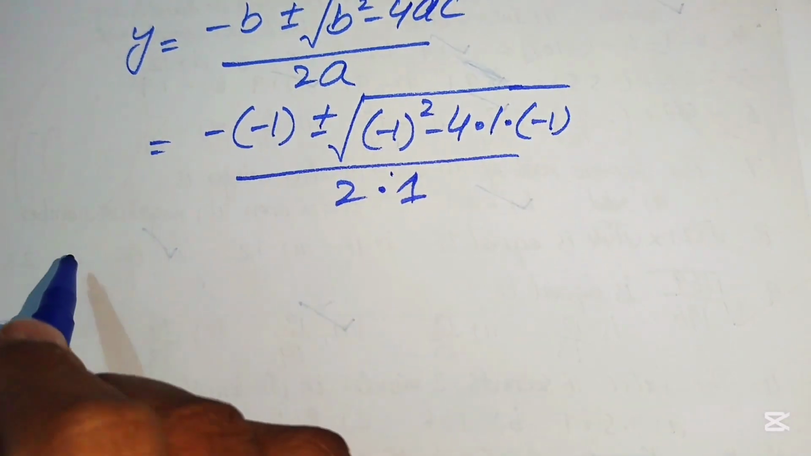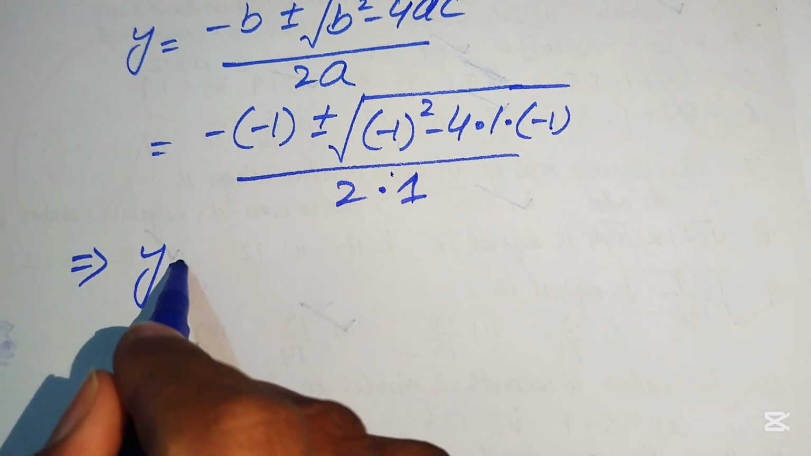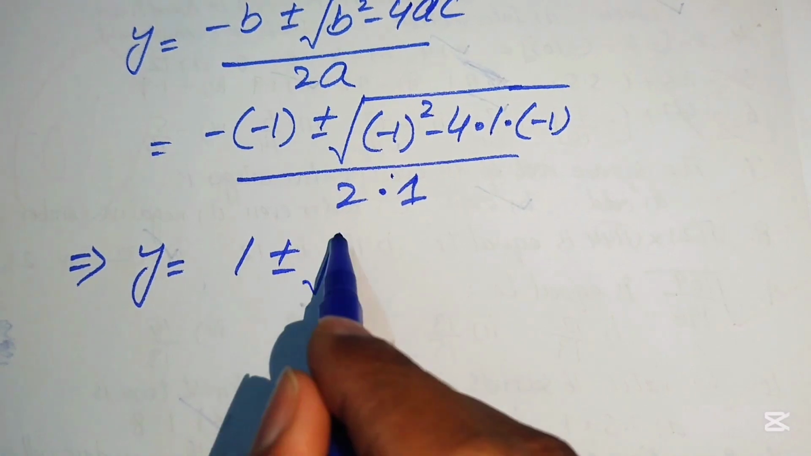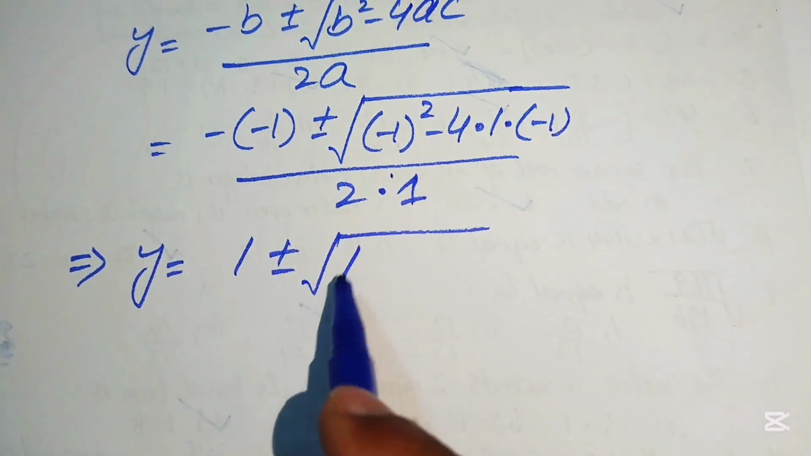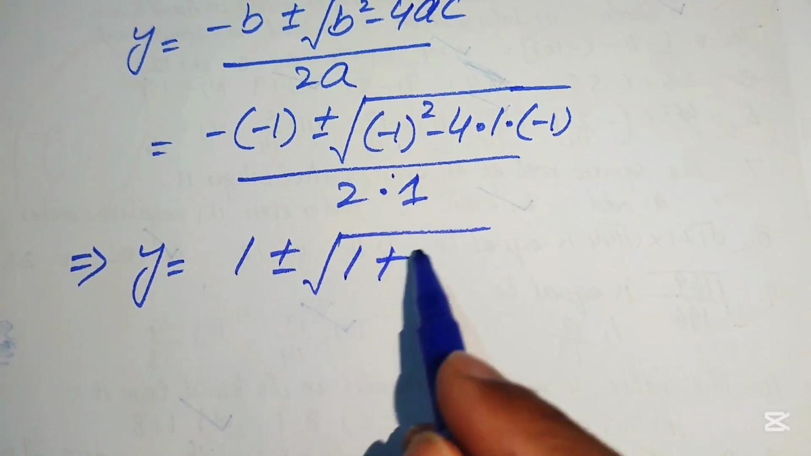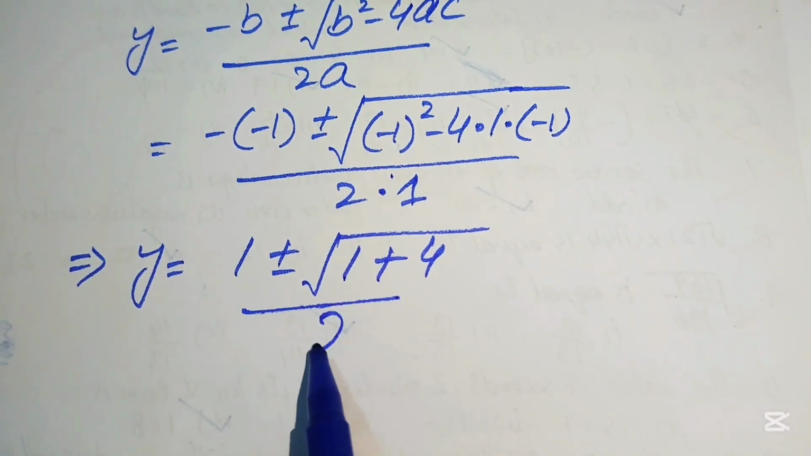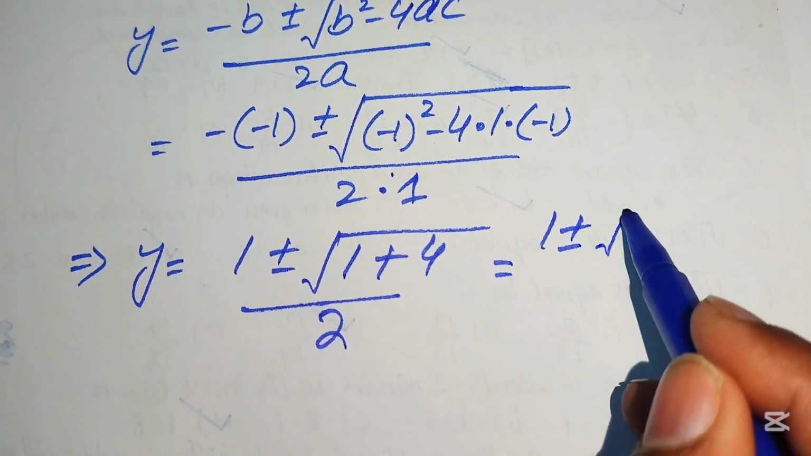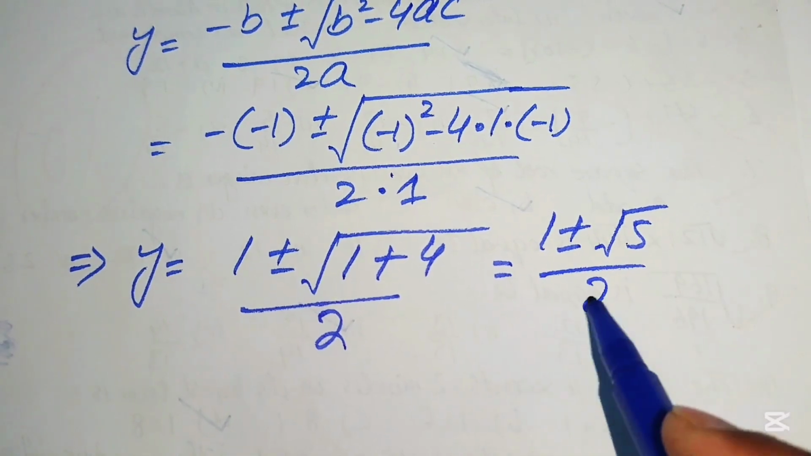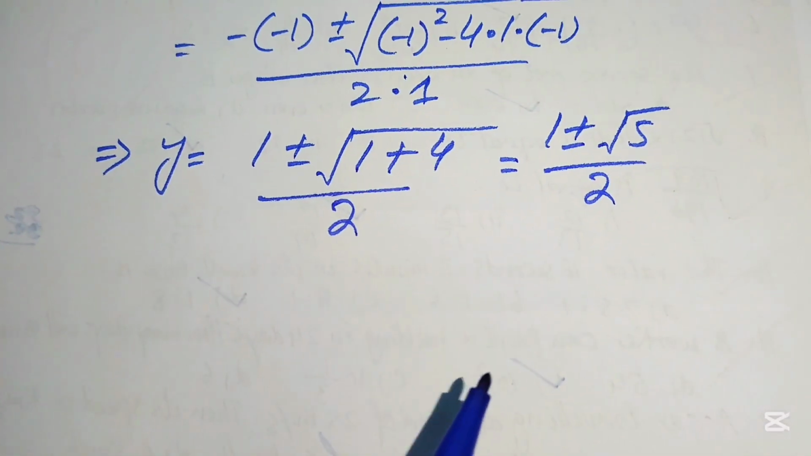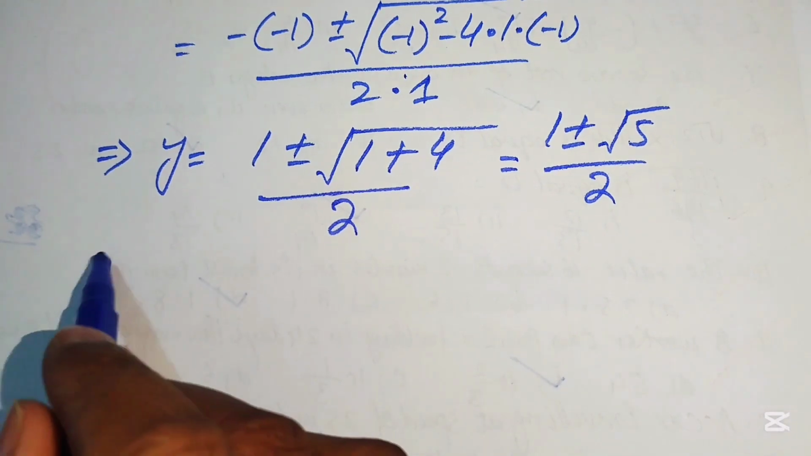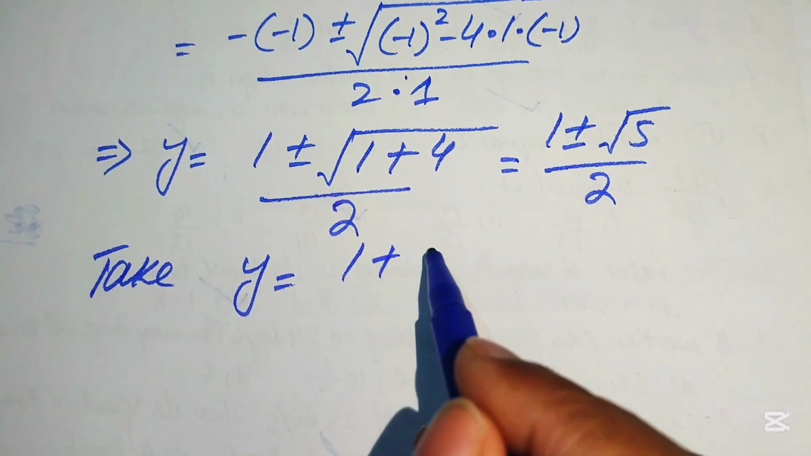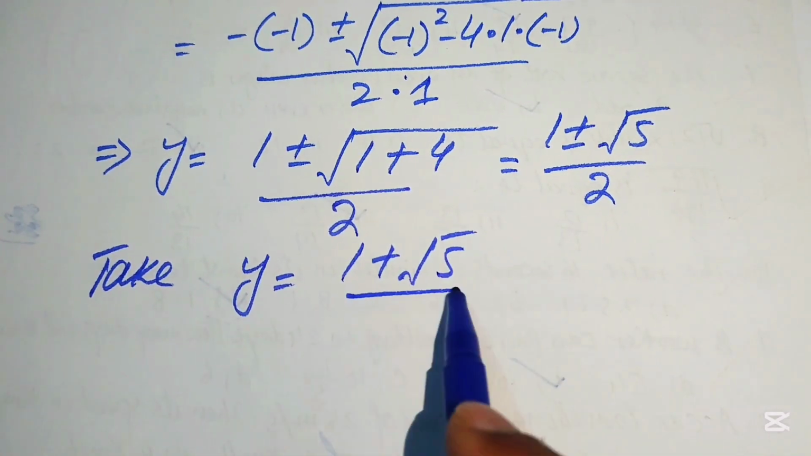So further we need more simplification, and it will be written as y equals to minus times minus becomes plus 1 plus minus square root of minus 1 square equals to 1, and minus times minus becomes plus 4, divided by 2. So this will be equals to 1 plus minus square root of 5 divided by 2. So here we just take the positive value y equals to 1 plus square root of 5 over 2.